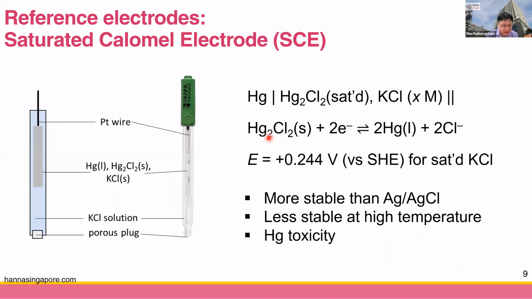And if you write the Nernst equation, you will see that the electrode potential of the saturated calomel electrode will depend on the KCl concentration. That's why I put X here, which means that you have to specify the concentration of the saturated calomel electrode. But we commonly use the saturated KCl. The saturated concentration is about 4.2 molar, I believe. The saturated KCl will give you the electrode potential of plus 0.244 volt versus standard hydrogen electrode.